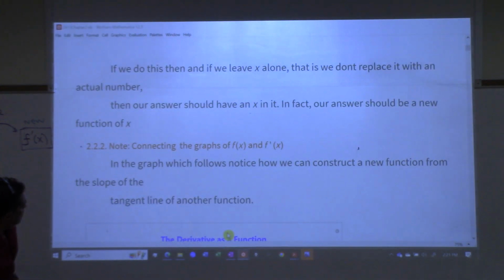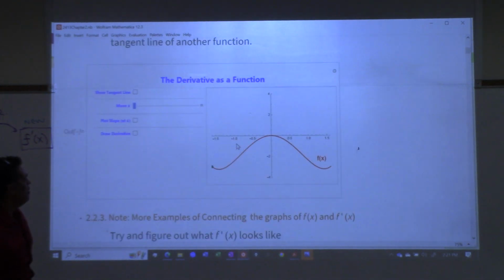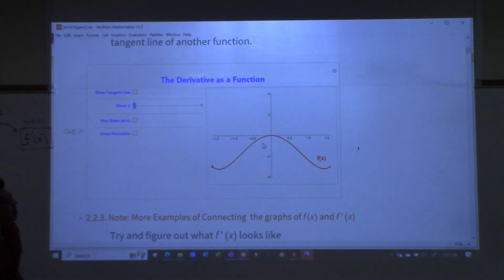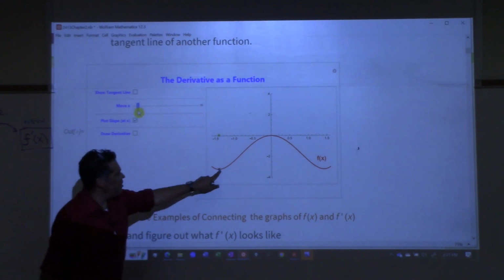I don't want to go off on a tangent here. So here are some more examples that are in the notes. I'm just going to run through these very quickly for you. Here's the original function. Let's move across this function and talk about its derivative. So what would the derivative be right about there? 0. Right around there, the derivative is 0.